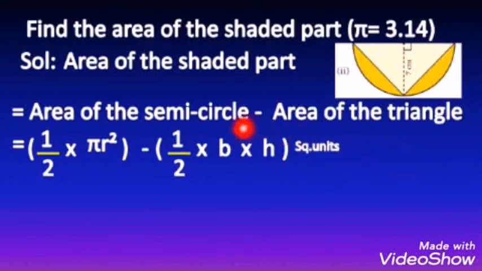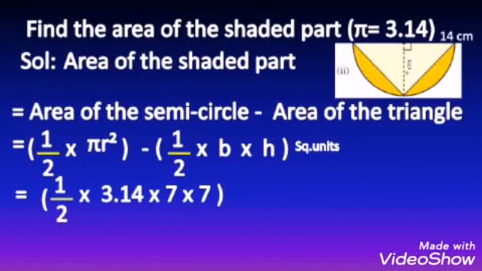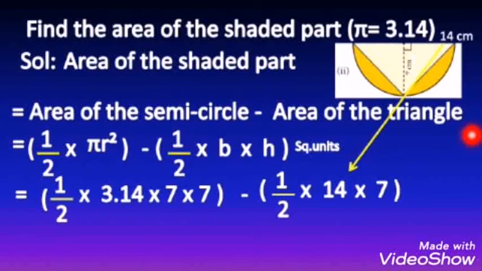Here the base of the triangle is 14 centimeters and the height of the triangle is 7 centimeters. It is equal to half into 3.14 into 7 into 7 minus half into 14 into 7. You can see 14 is the base and 7 is the height of the triangle.